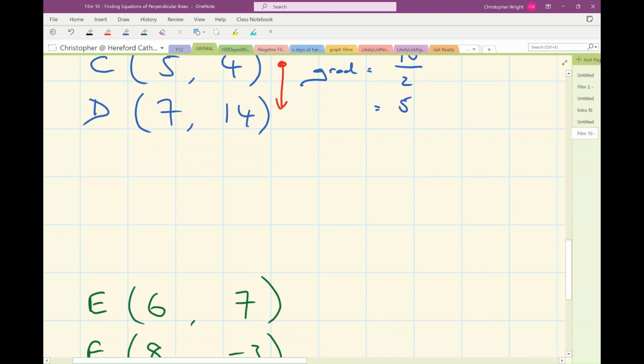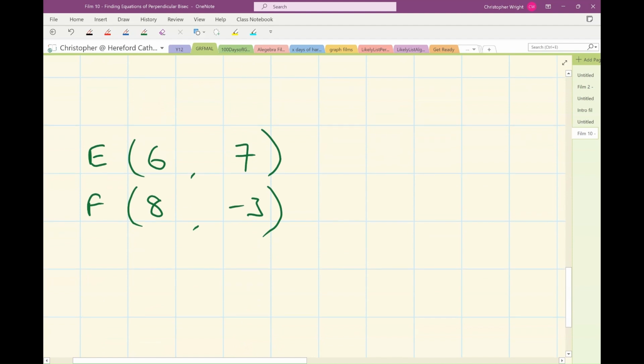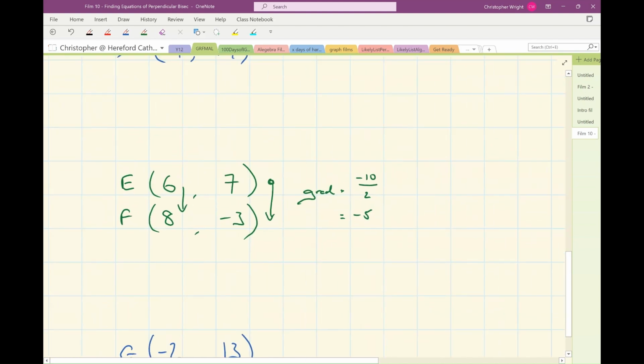Okay, moving on. Let's look at E and F here. Let's work out the gradient. I'm going to go from top to bottom again. It doesn't matter whether you go from bottom to top or top to bottom, but you must do the same direction with the y's and with the x's. So if I'm going top to bottom, then my gradient, I'm going to think about, right, 7 to minus 3. Well, that's a change of minus 10. 6 to 8, that's a change of 2. So my gradient is minus 10 divided by 2 is minus 5.